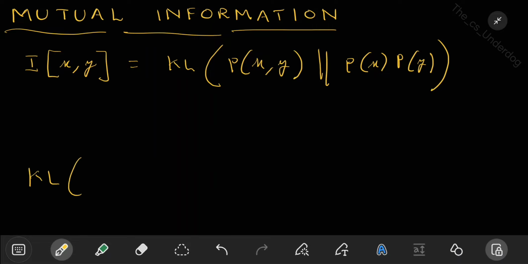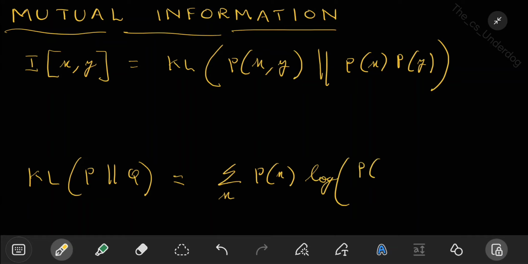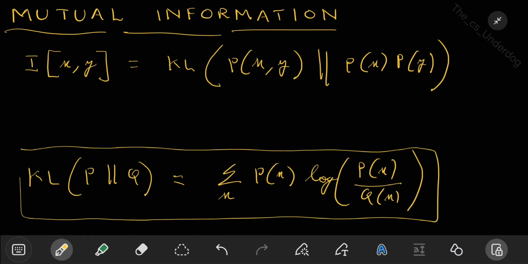Let us say there is P and Q. Then KL divergence between P and Q can be written as the integration over all the values of x, P of x into log of P of x by Q of x. This is how we learnt about KL divergence, right? So if you use this equation here, what will you get? KL divergence between P of xy and P of x into P of y.